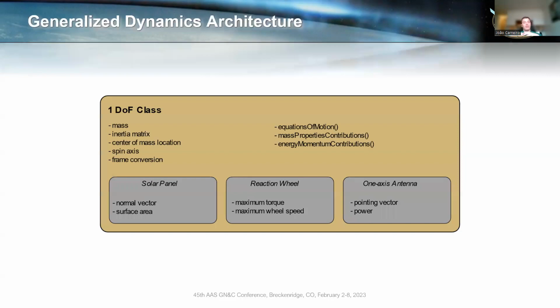And so we start off by proposing a generalized dynamics architecture. So for example, for the 1 degree of freedom class, so this would be a component that is rotating about a single axis, we have some common properties.